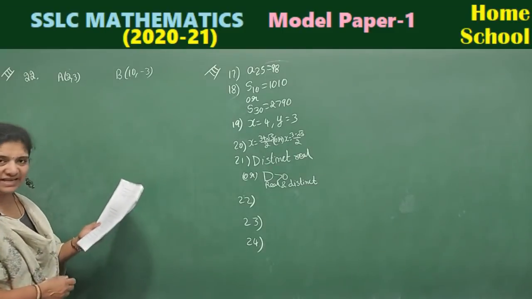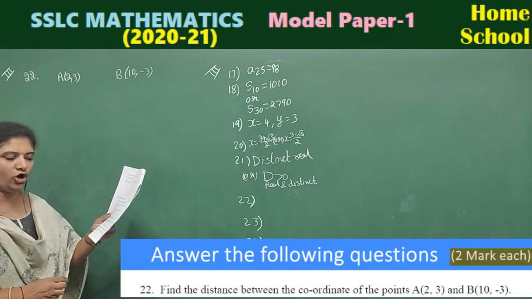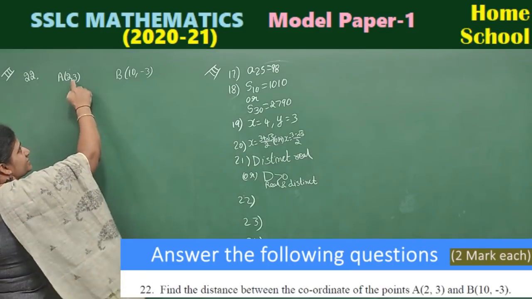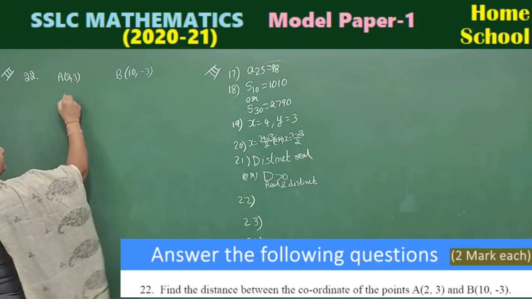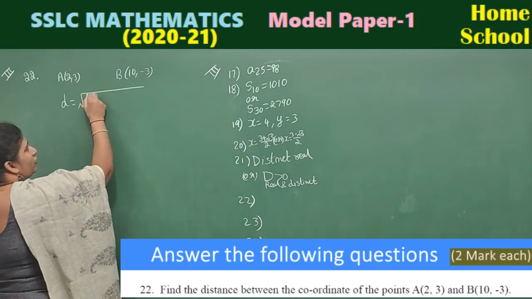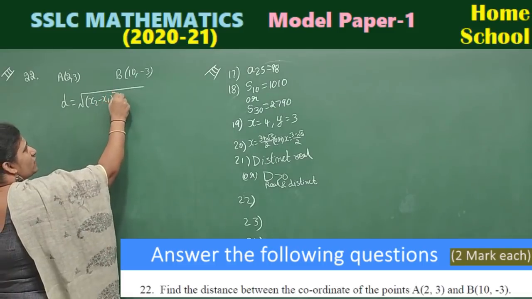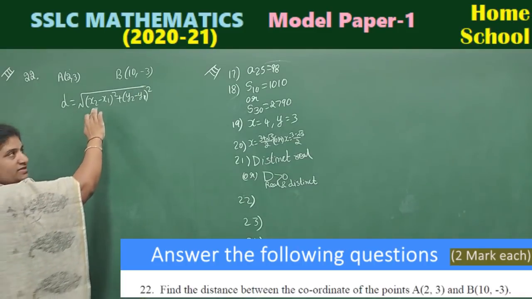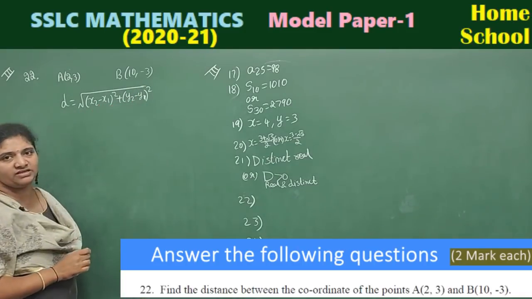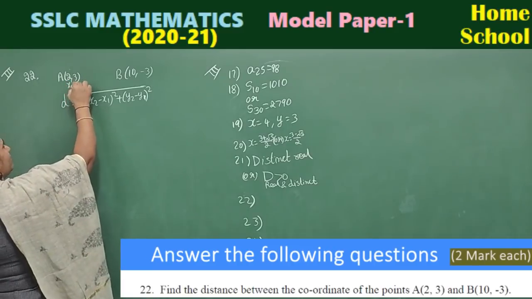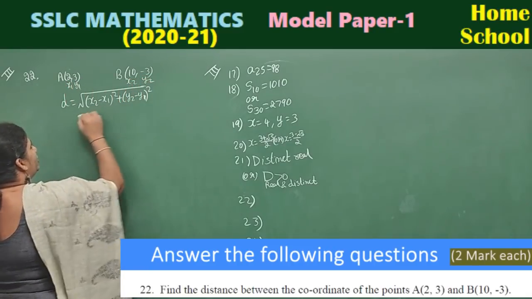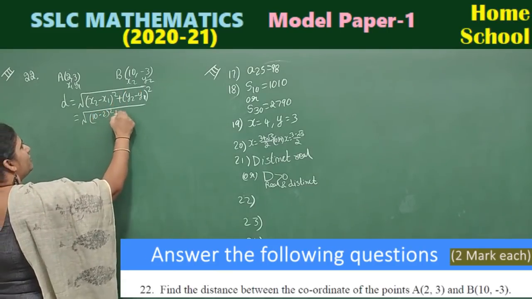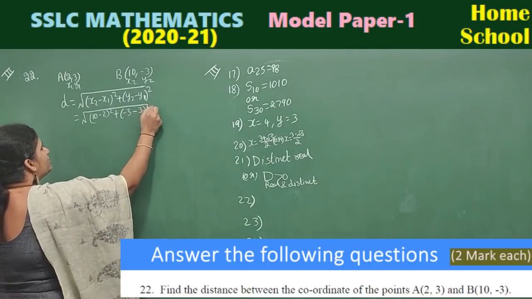That's it. 22nd question. Find the distance between the coordinates of the points A (2, 3) and B (10, minus 3). Distance between these two coordinates we need to find. Distance formula: d is equal to square root of x2 minus x1 whole square plus y2 minus y1 whole square. Or you can write this as x1 minus x2 whole square plus y1 minus y2 whole square. x1, y1, x2, y2. Distance d is equal to 10 minus 2 whole square plus minus 3 whole square.